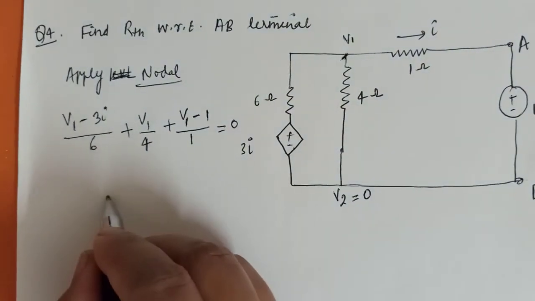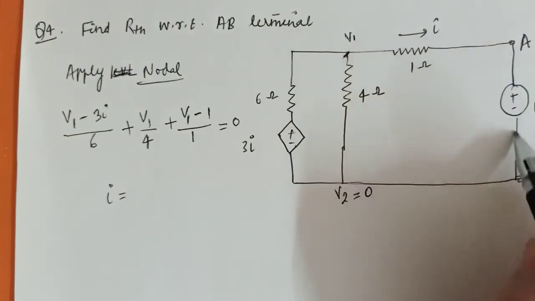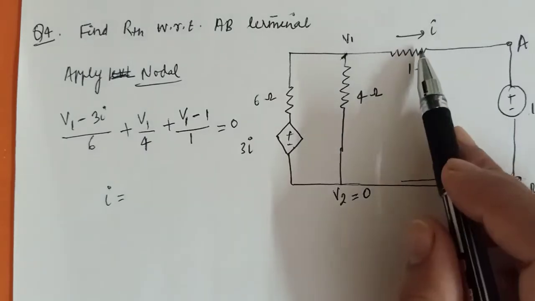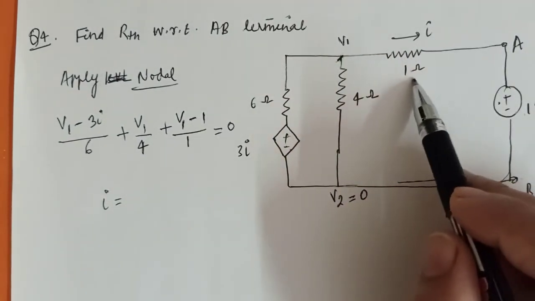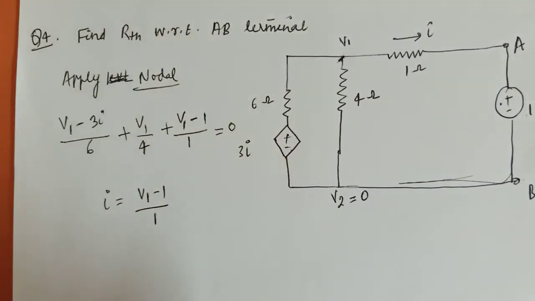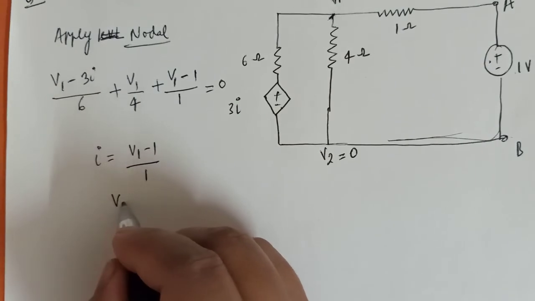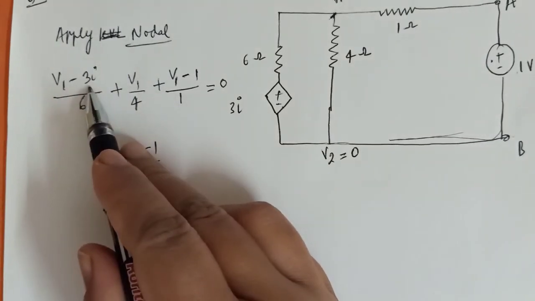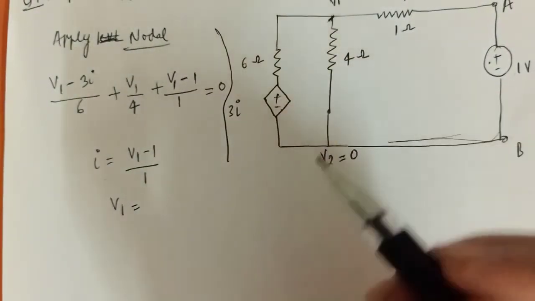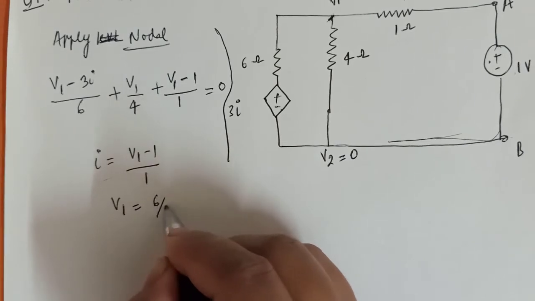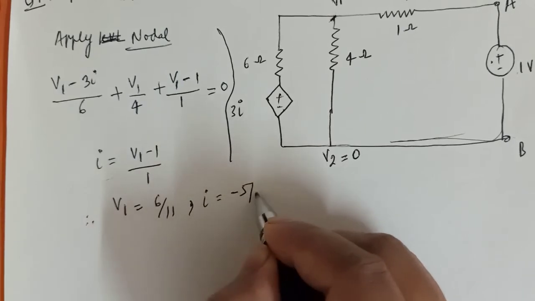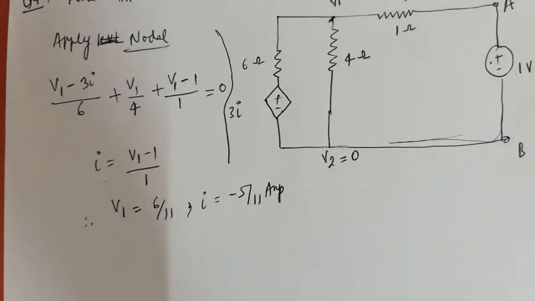So here also, what is I? I is the current flowing through this branch. So what is the total potential? V1 minus 1, this is the total potential, divided by the resistance, that will be the current I. So V1 minus 1 divided by 1, this is the current. So from here, put the value of I here and you will get V1. When you solve this, V1 you will get as 6 by 11, and I you will get as minus 5 by 11 ampere.